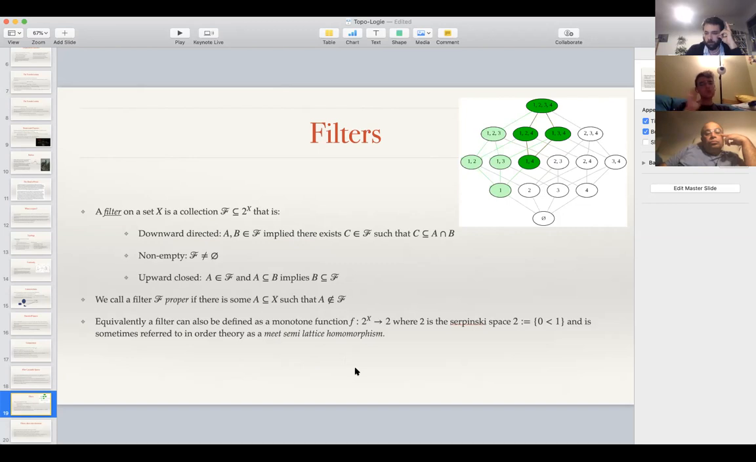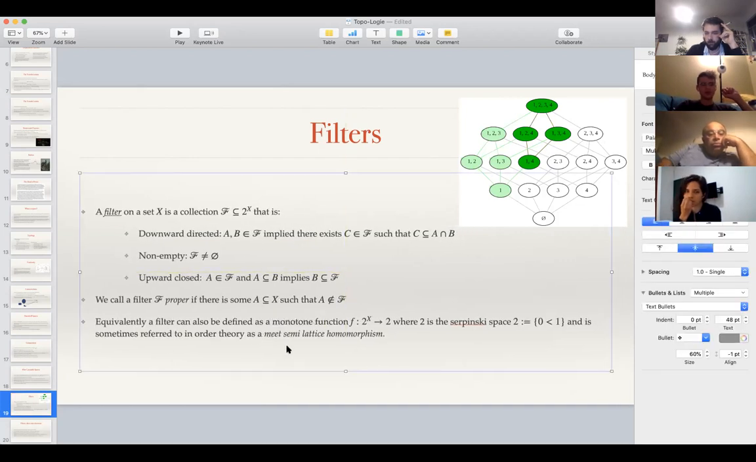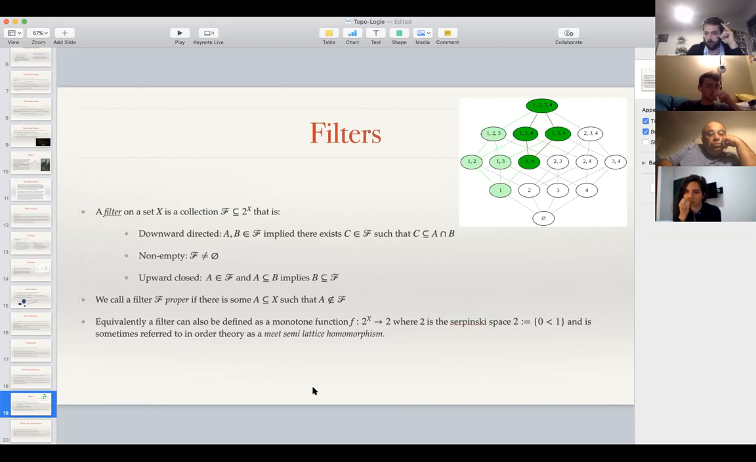An equivalent definition of a filter, which is similar in spirit to this alternative definition of connectedness, is a monotone function from the power set. The power set is 2 to the power of x, just all functions to 2, where it's the Sierpinski space. Meaning that all of the elements of the filter are going to get mapped to 1, and everything basically below it is going to get mapped to 0. These are also known as meet semi-lattice homomorphisms in order theory, because they come up in studying posets in general as well.